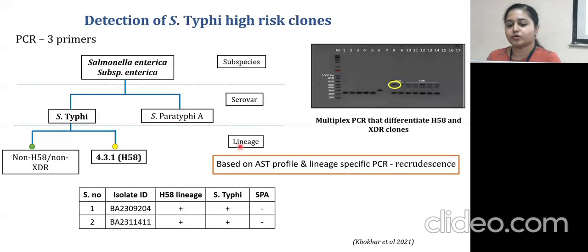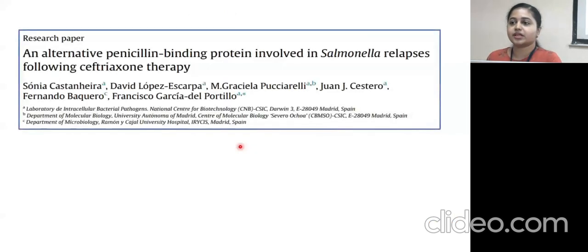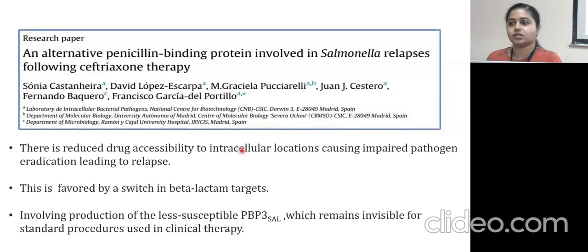So based on the AST profile and lineage specific PCR, this case is a recrudescence case. Based on the AST pattern, this patient was treated with ceftriaxone, but there was an occurrence of relapse. The relapse can mostly be due to reduced accessibility to the intracellular locations, because Salmonella typhi is an intracellular pathogen. The decreased accessibility can cause impaired pathogen eradication, which will lead to the relapse.